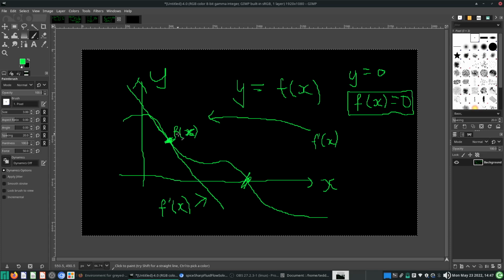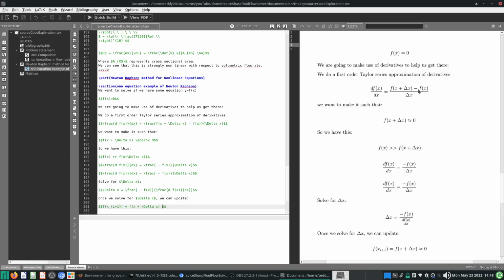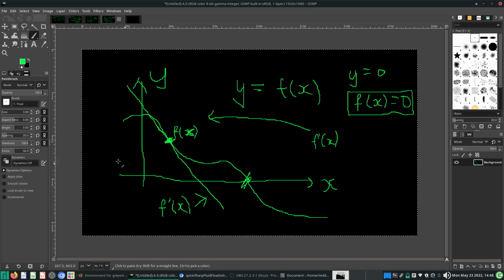So, and what is f(x + delta x)? Well, if you look at this, this is actually the slope of the derivative. Okay, this is the slope right here. So delta x will be, I guess, just this much. Here's your delta x.